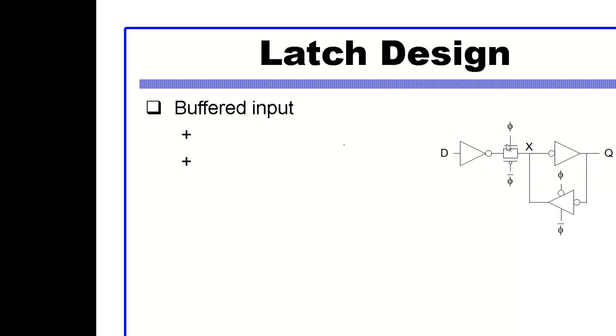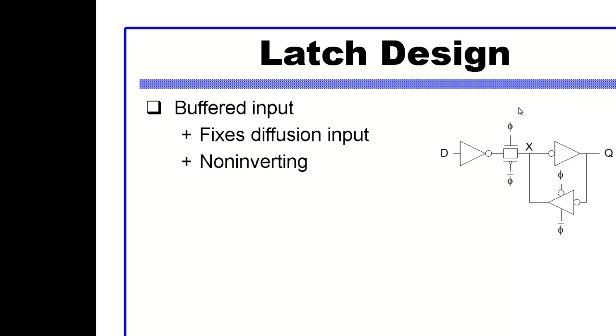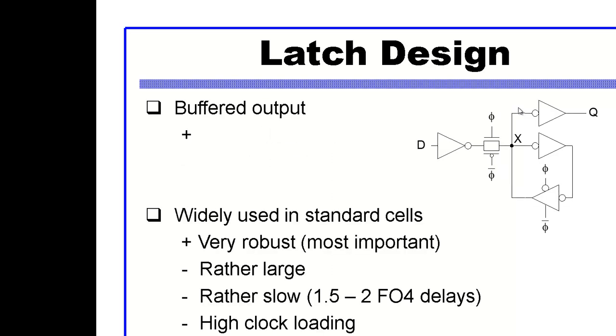If you include another inverter here, it can protect the input diffusion. If you put that in, the output becomes Q. It's not Q bar anymore. That's the advantage that we have. Hopefully you have come to this point now. So it fixes the diffusion input, and it is non-inverting also. All those are the advantages that we have.